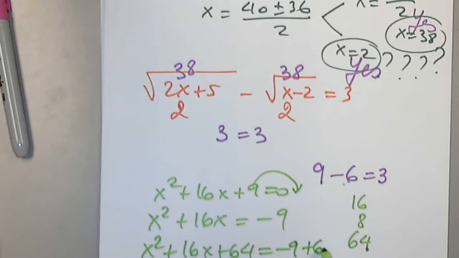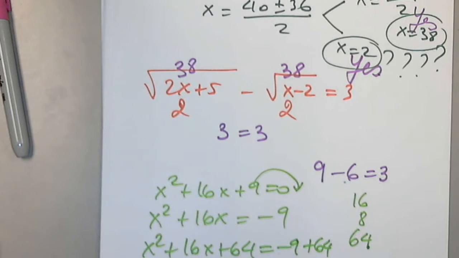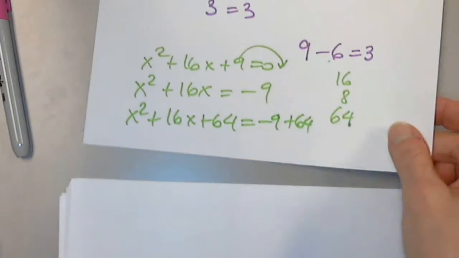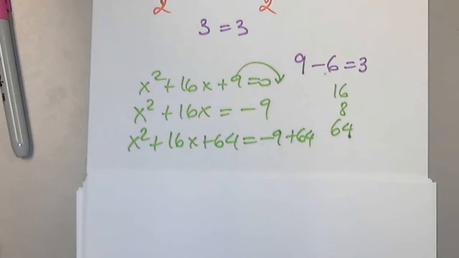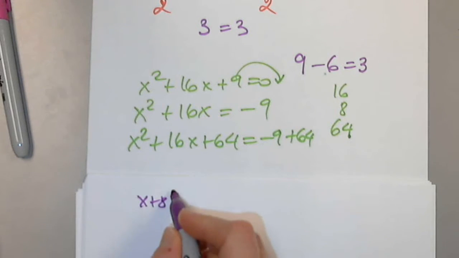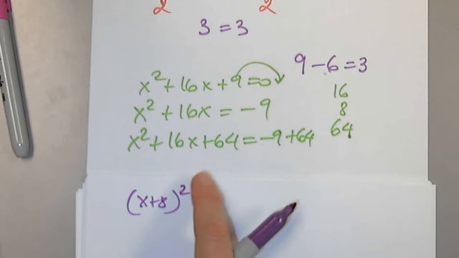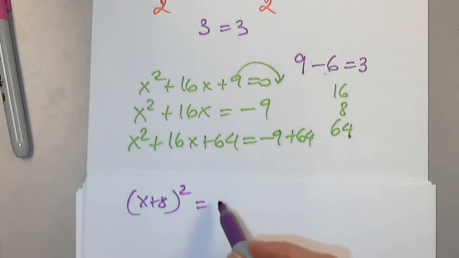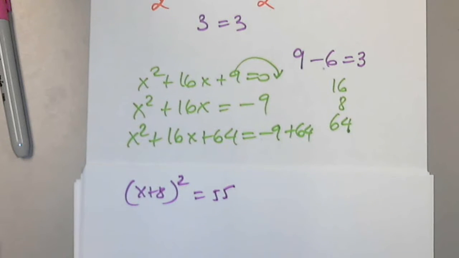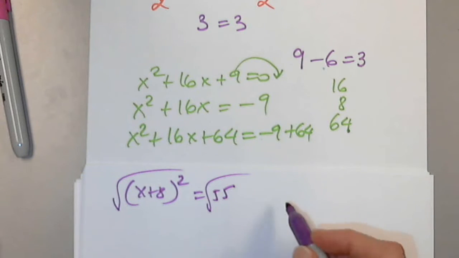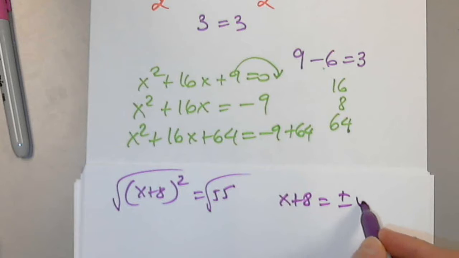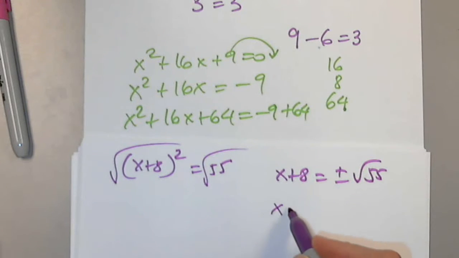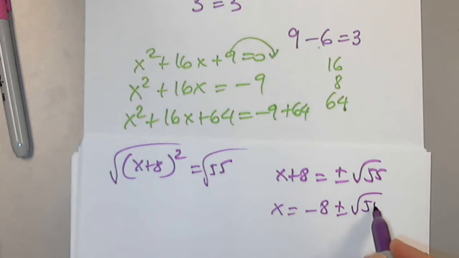So you said the middle coefficient divided by 2. Yes, and we square that. So the left-hand side will be x plus 8, everything squared. This is the agreement we made. And the right-hand side is 64 minus 9, which is 55. And then we take the square root from both sides. x plus 8 equals plus or minus the square root of 55. Don't forget the plus or minus. And x equals negative 8 plus or minus the square root of 55.